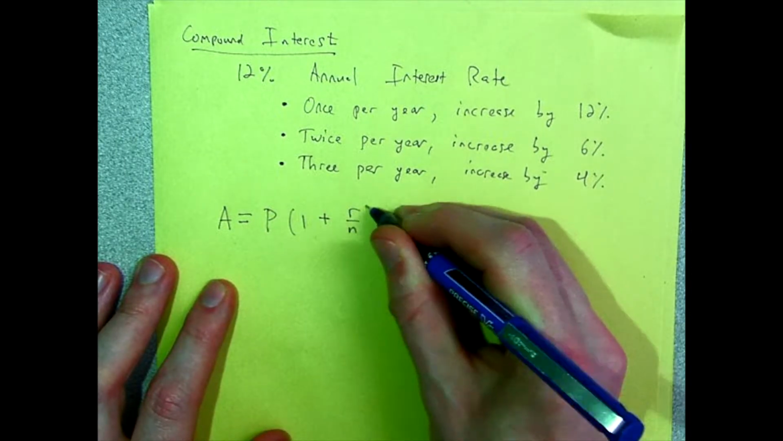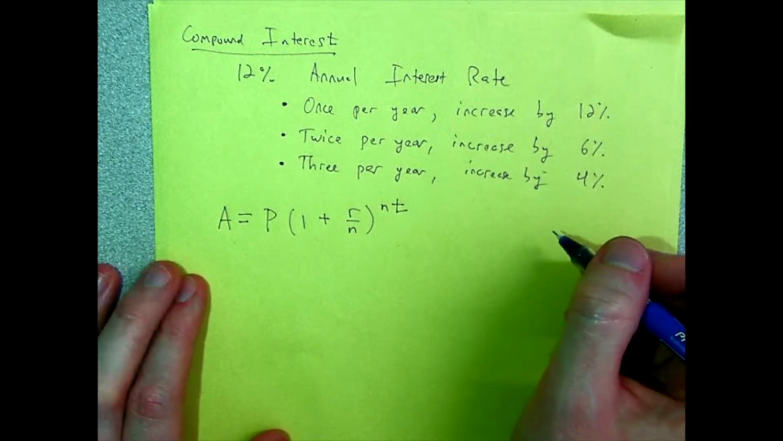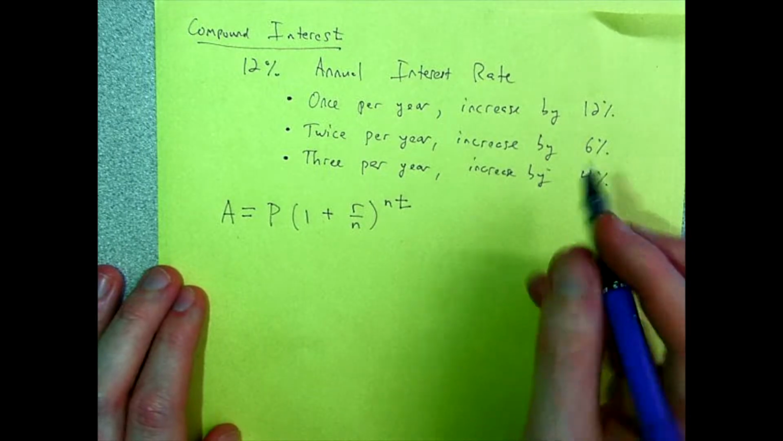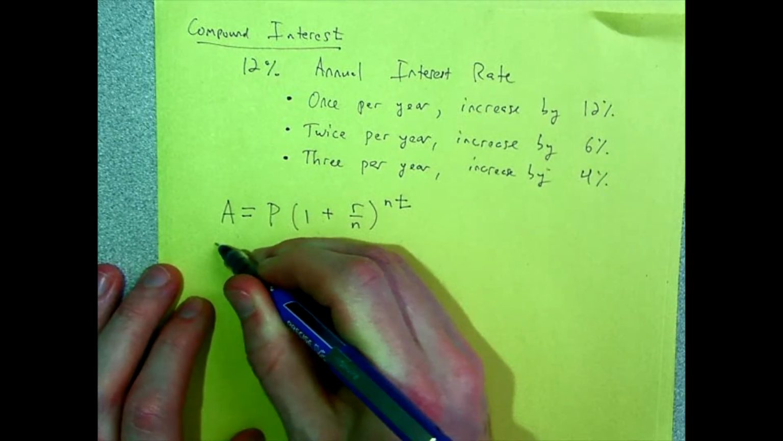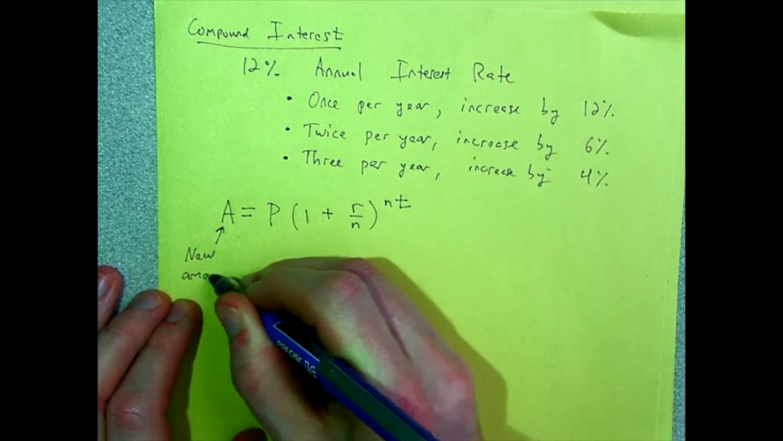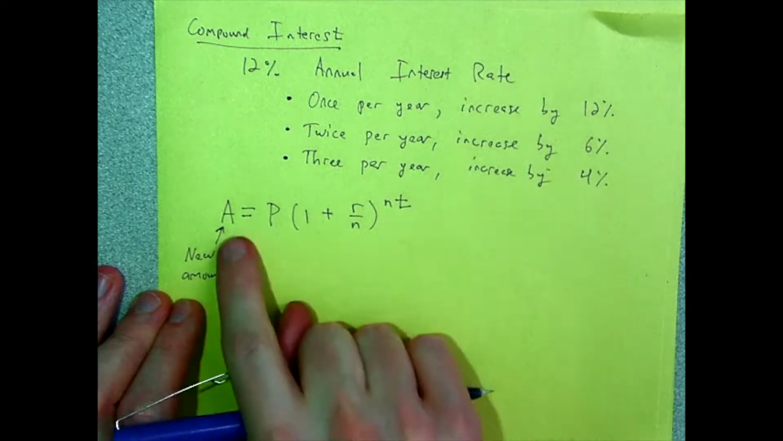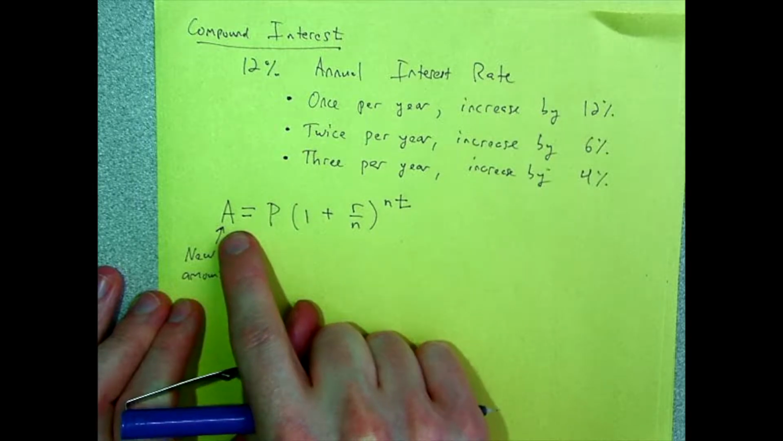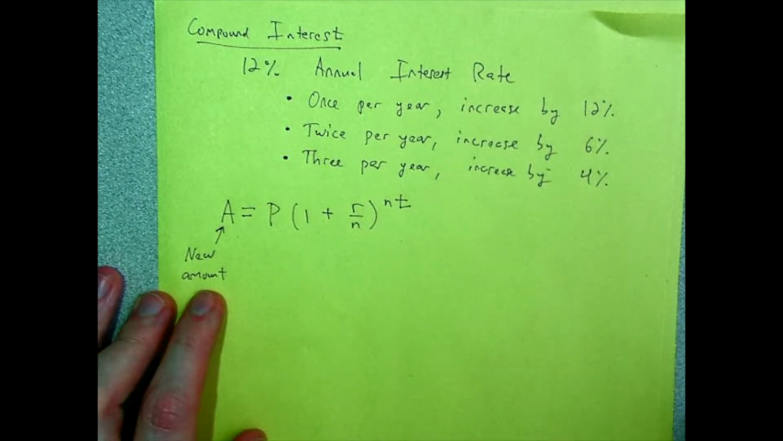And I just want to make clear what each of these numbers, or letters rather, represent. A basically is the new amount. It's the amount of money that you have in the account right now after time has passed. Usually that's what you're interested in finding. You're typically asked, oh, you put this much money in the bank, there's this much interest, how much is in the bank after 10 years, and that would be what you're looking for in that situation.